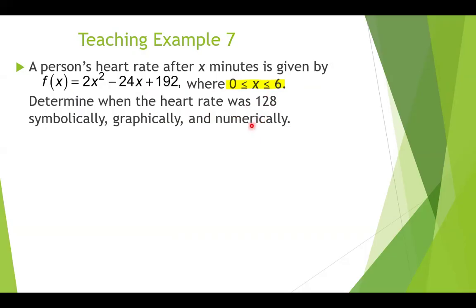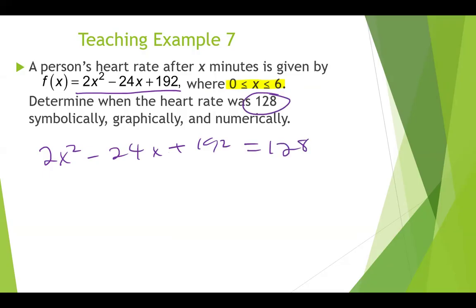Symbolically simply just means that we are looking at a table. Graphically, we are using the calculator. Numerically is where you're solving it by hand. Okay. So if I'm doing this numerically, it gives me my function. So we have 2x squared minus 24x plus 192. And it wants to know when does it equal 128. So when does this equal 128?